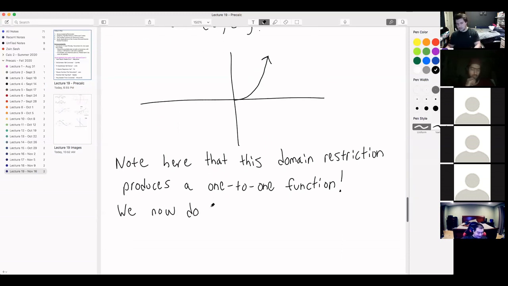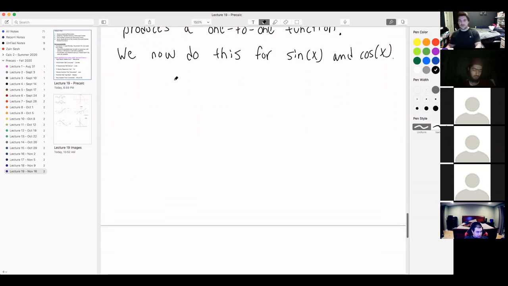So we now do this for sine of x and cosine of x. We're going to restrict the domain of both functions and make them one-to-one, and hence have an inverse on the restricted domain. That's the idea. Let's start off with sine.